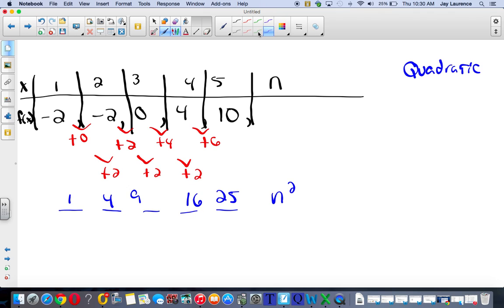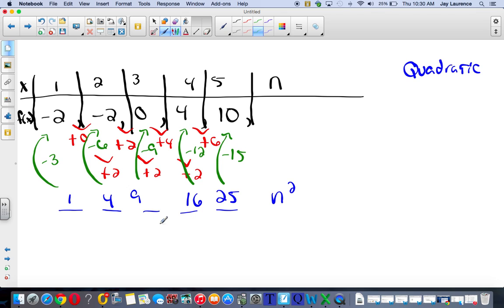All right, now I'm going to see what the difference is. Well, I'd have to subtract 3 there. Here I'd have to subtract 6. Here I'd have to subtract 9. Here I'd have to subtract 12. Here I would have to subtract 15.